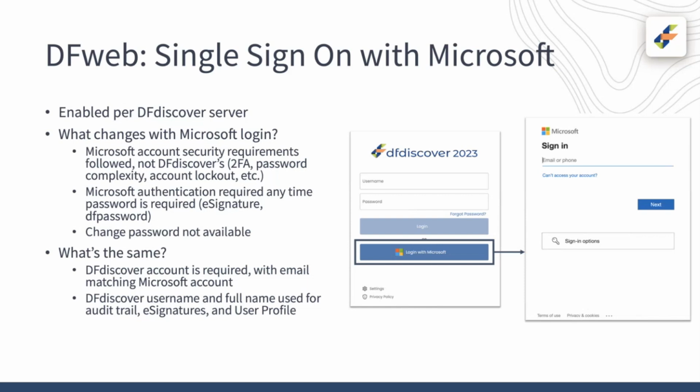Okay. What you notice is when you use Microsoft Authentication, during that session, any other task that needs a DF password or signatures will use Microsoft Authentication. You will notice that some things are still similar, whether you're logging in with Microsoft or you're using the regular DFdiscover credentials. Account security requirements followed are those from Microsoft, like two-factor authentication, password complexity, and account lockouts. When you log in with Microsoft, subsequent actions that require passwords will ask for Microsoft Authentication.